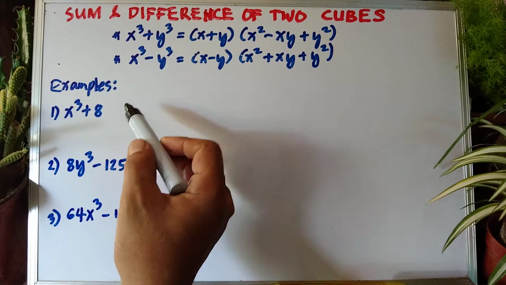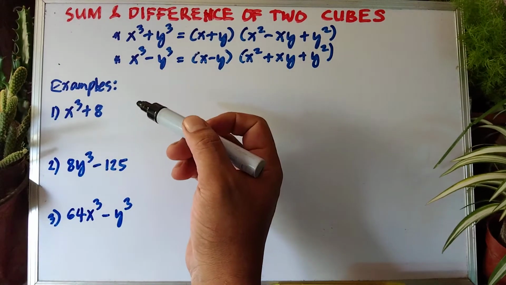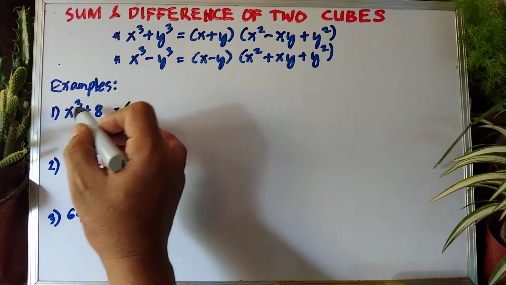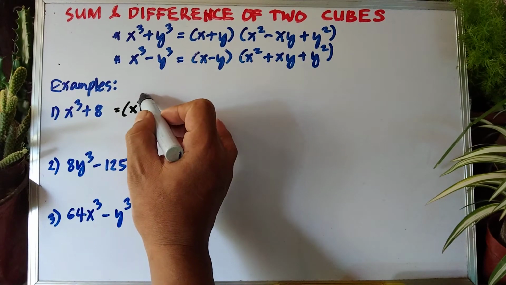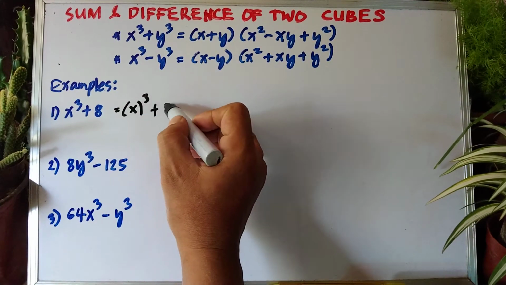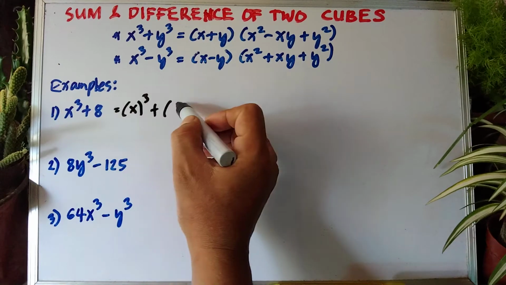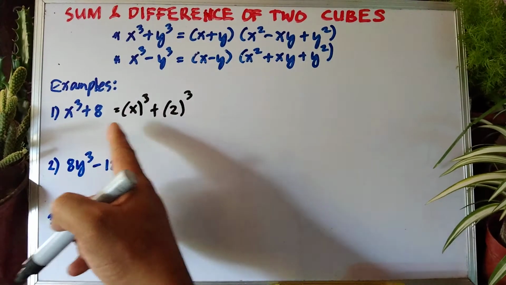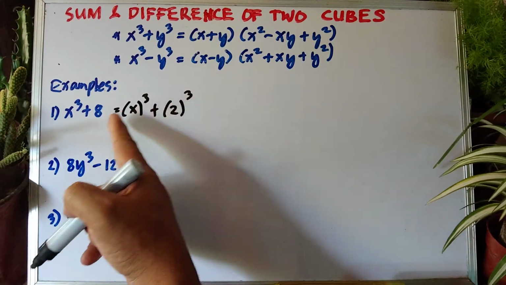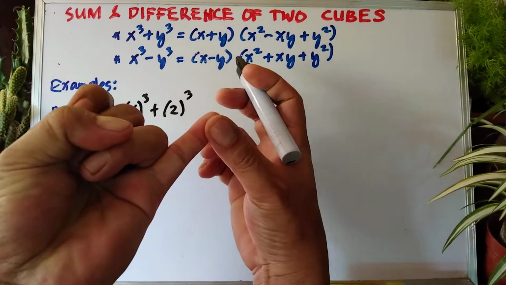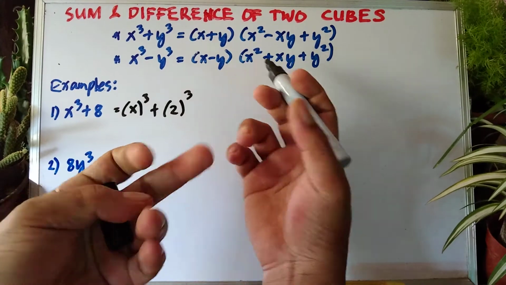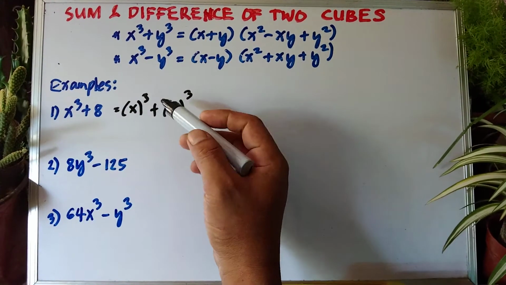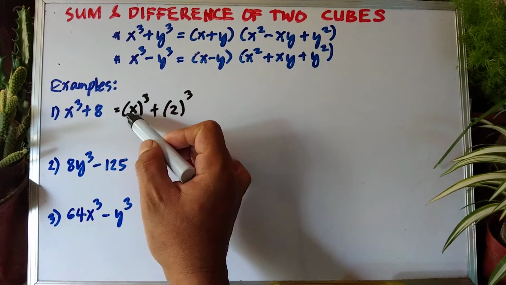What we're going to do first is to obtain the cube root of each term. The cube root of x cubed is x, so that's x to the power of 3. Plus, what is the cube root of 8? That is 2 to the power of 3. This is the same because 2 cubed is equivalent to 8, because 2 times 2 is 4, times 2, you get 8. While x cubed is just the same as x cubed. So we now obtain the cube root of each term.